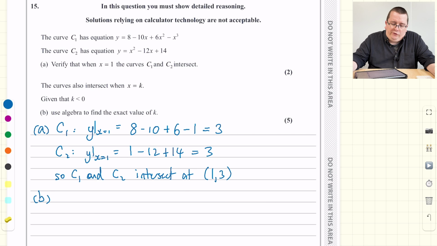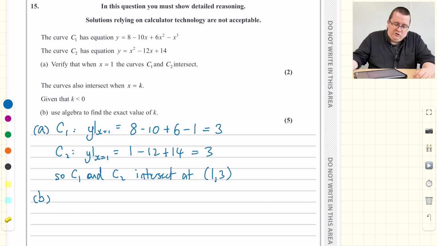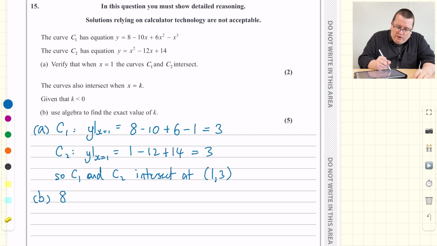The curves also intersect when x equals k. Given that k is less than 0, part B, use algebra to find the exact value of k. Right, so I'm going to try and do this without a calculator then. Let's just go straight in. So if we're looking for intersections, we need to put the two equations equal to one another. So put one equation equal to the other.